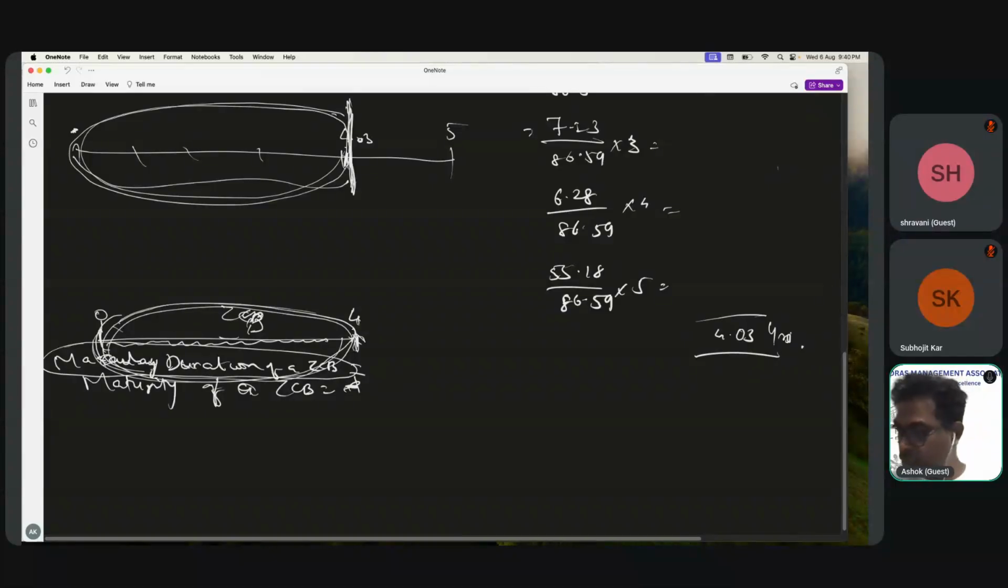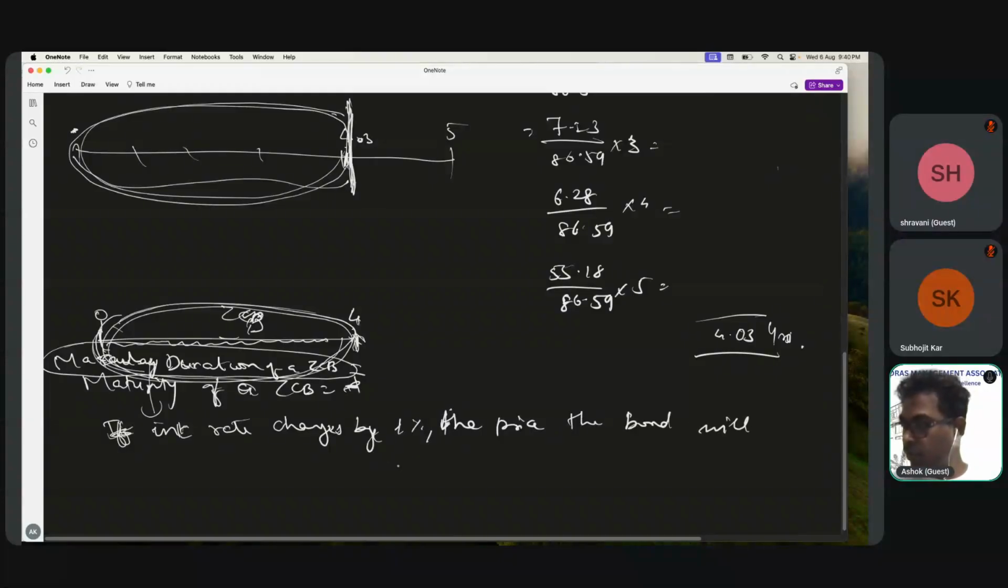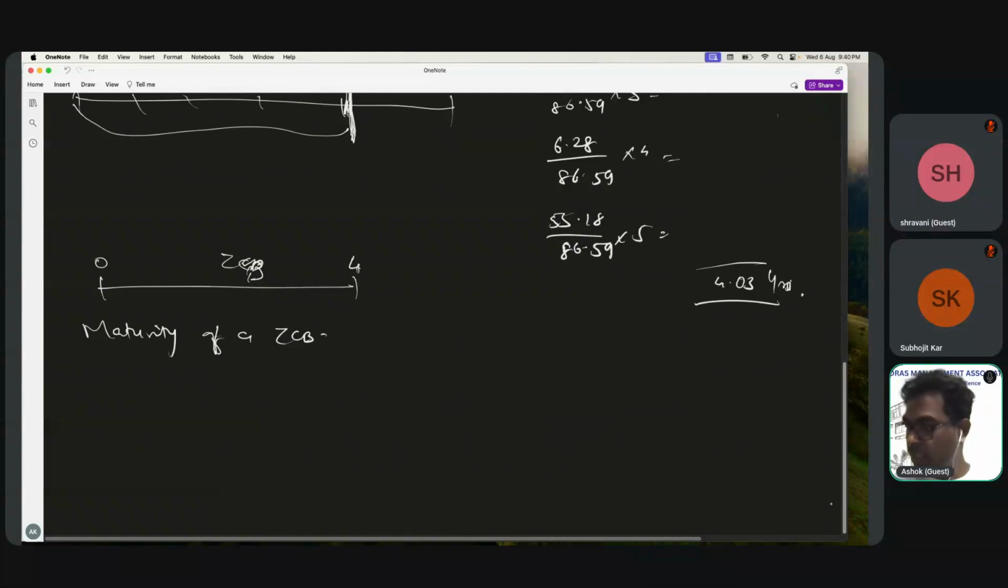So if the interest rate changes by 1%, the price of the bond will change by 4% over here. But then we have to take the present value, which becomes the modified duration. This is the time. When I say 4%, it will change.